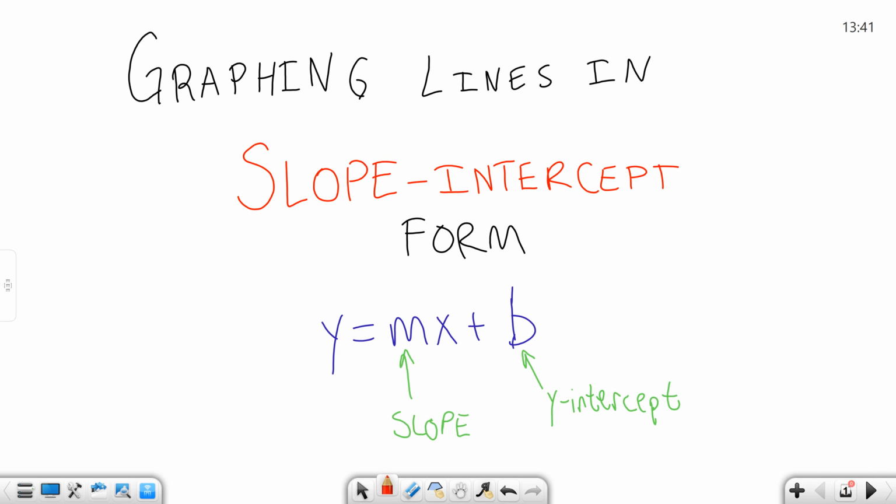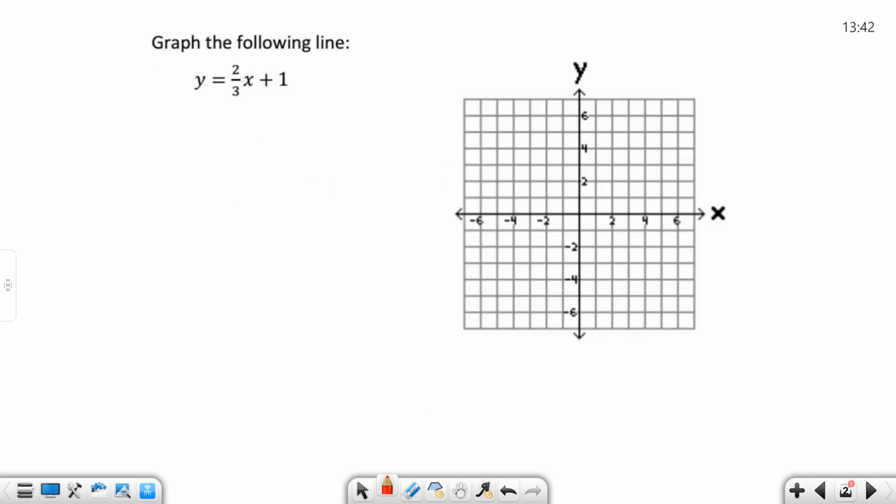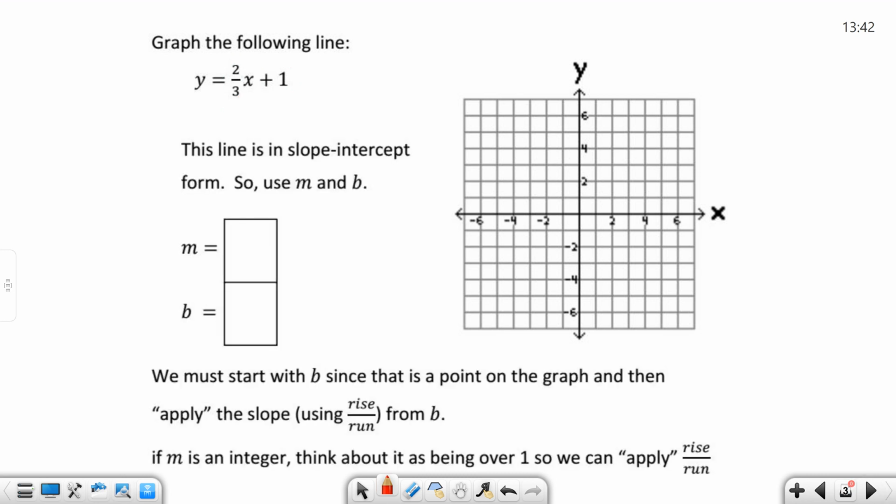All right, so we have mx plus b, or y equals mx plus b. So if we look at this first line here, graph the following line. y equals 2/3 x plus 1. So if we identify this, what is m? m is the thing times x. There's m, that's 2/3. And what is b over here? b is plus 1, or just 1. All right, so it's in that form.